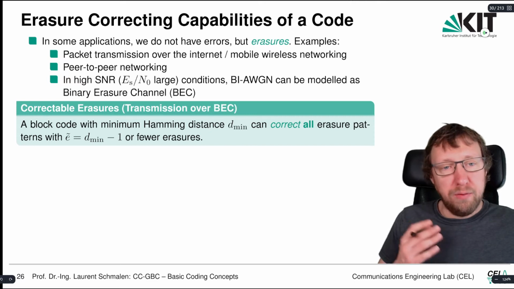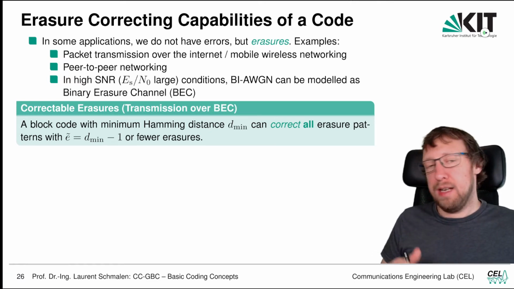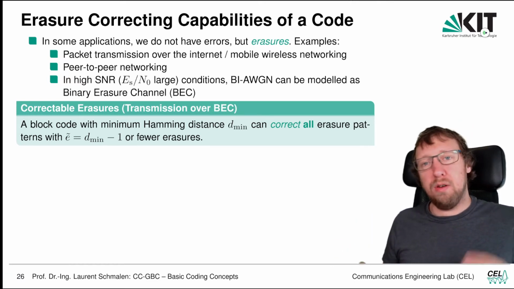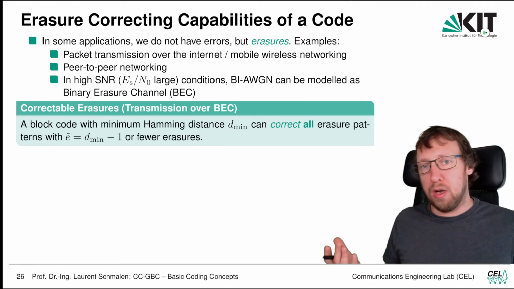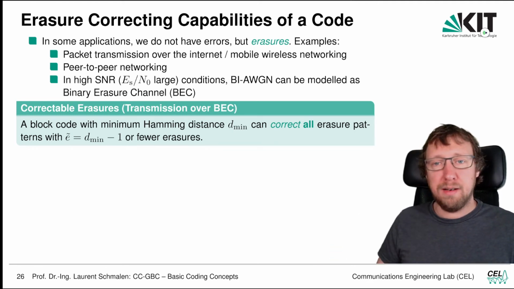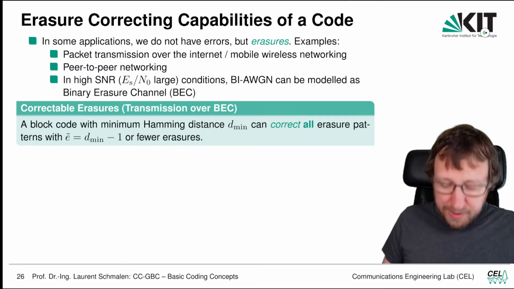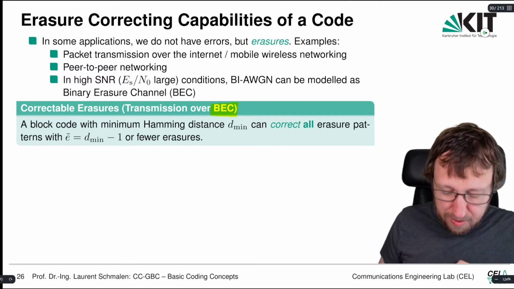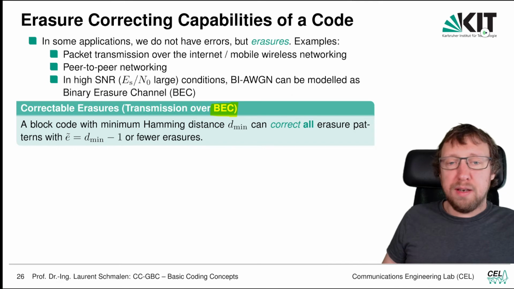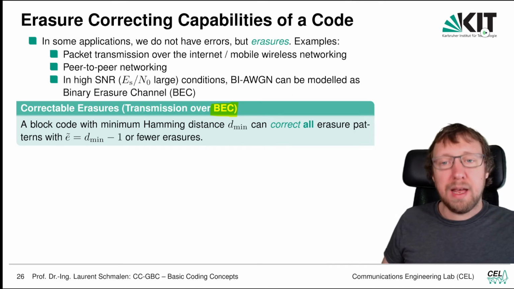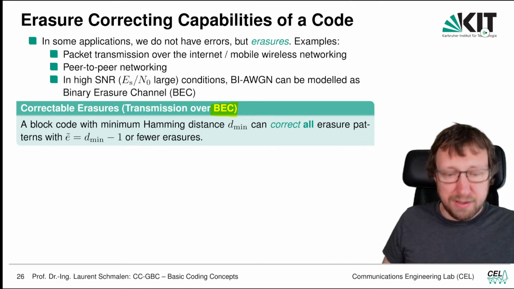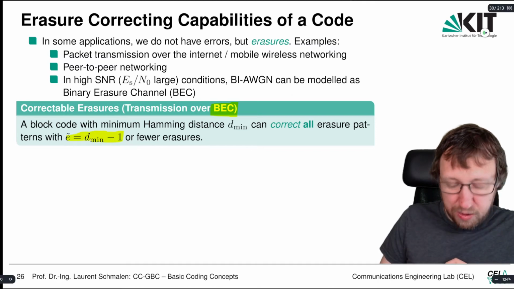If we have a binary erasure channel, the situation gets a little bit easier. We saw already that the binary erasure channel is a very good model for packet transmission over the internet. In this case, the code that has a minimum distance of D min can correct all erasure patterns with D min minus 1 or fewer erasures.